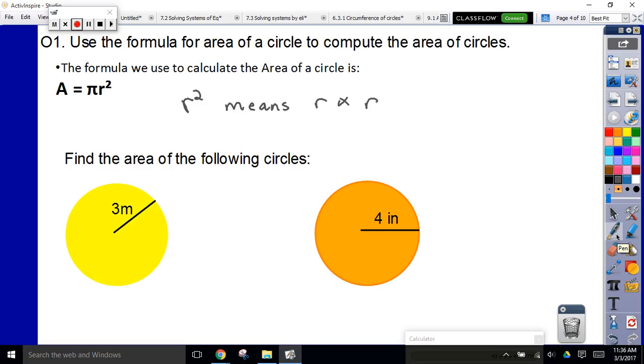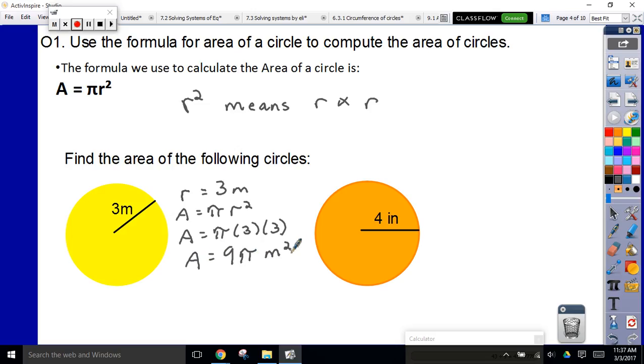So when we're finding the area, we have to start with the radius. This circle shows us the radius. The radius of this circle is 3 meters. We know that area equals pi times the radius squared. So we can do pi times 3 times 3. 3 times 3 is 9. So the area of this circle is 9 pi square meters.